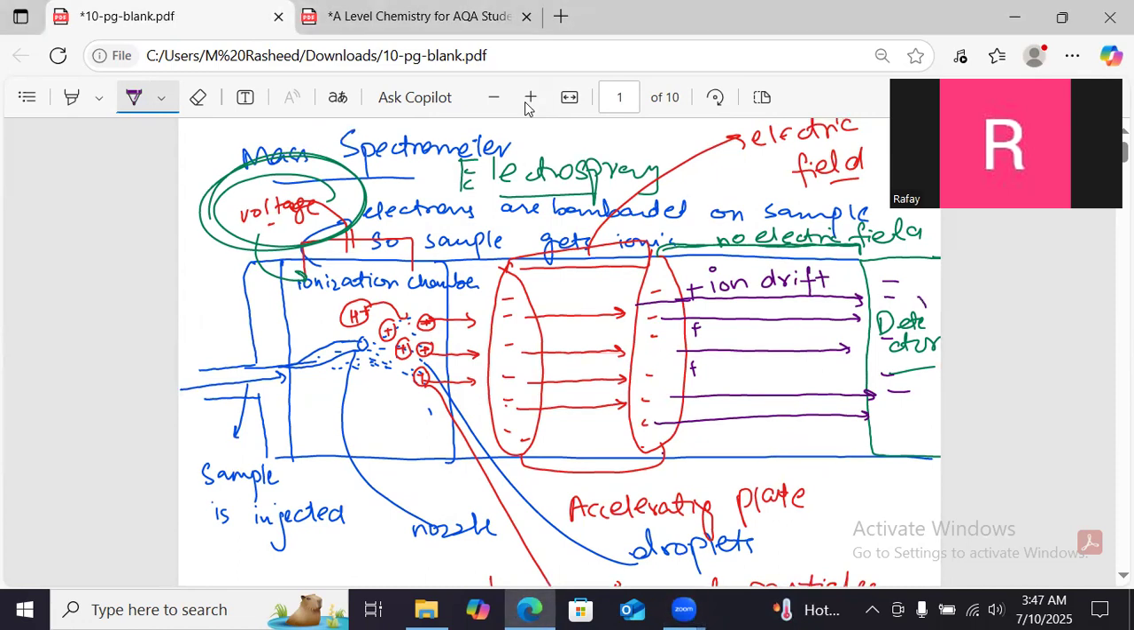And then they are detected at the detector depending on their masses. The detector will detect how many molecules of a similar type there are. And it will provide the relative abundance and the type of isotope or type of sample. Any question?